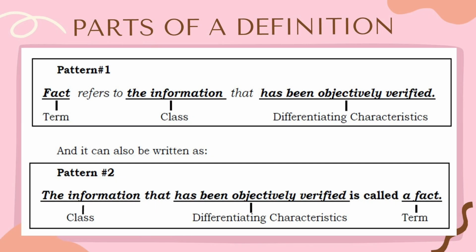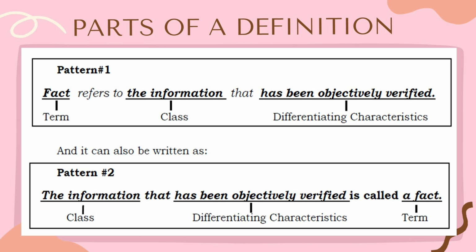And in making or writing a definition, we should always note that there are parts of a definition. As you can see in our slide, we have pattern 1, in which we have the term as the first, second is the class, then the third one or the last part of a definition is the differentiating characteristics. But it can also be written as for pattern number 2. Class may come first, followed by the differentiating characteristics, then the last one would be term.